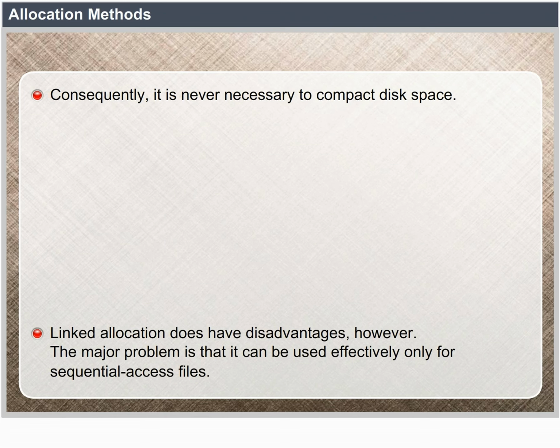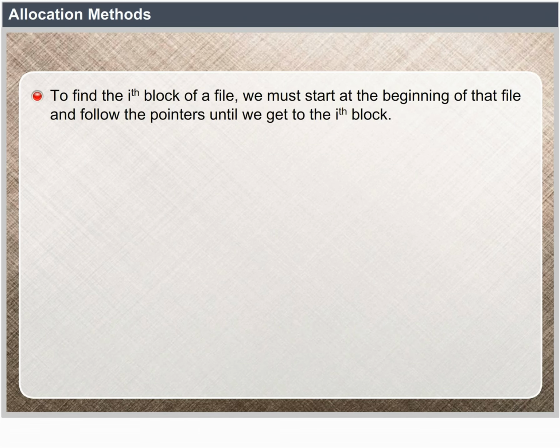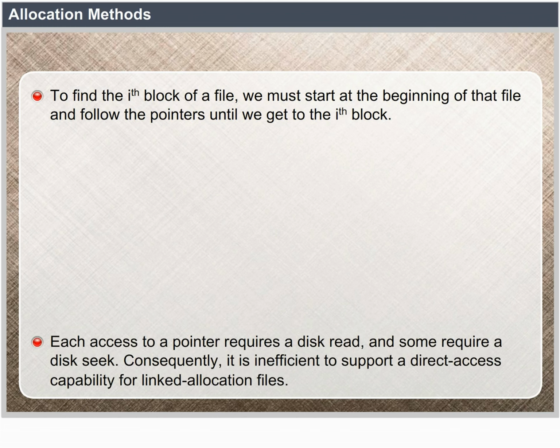The major problem is that it can be used effectively only for sequential access files. To find the ith block of a file, we must start at the beginning of that file and follow the pointers until we get to the ith block. Each access to a pointer requires a disk read and some require a disk seek. Consequently, it is inefficient to support a direct access capability for linked allocation files.